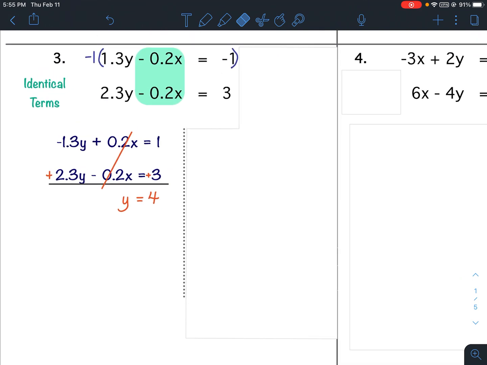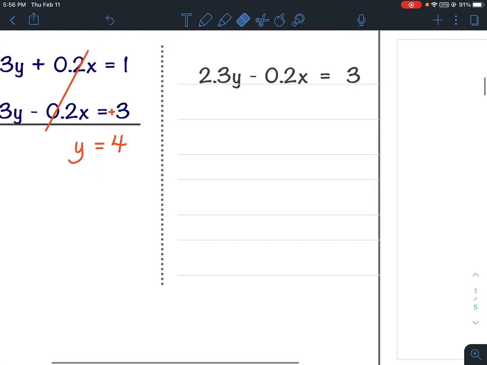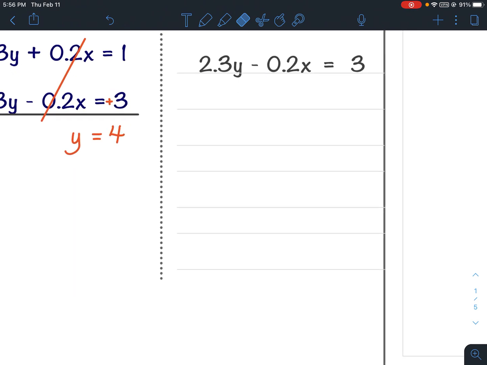Since I solved for the variable y, I now need to solve for the variable x. I'm going to use the bottom equation, so I'm going to use the 2.3y. So pause your video, get that written down.